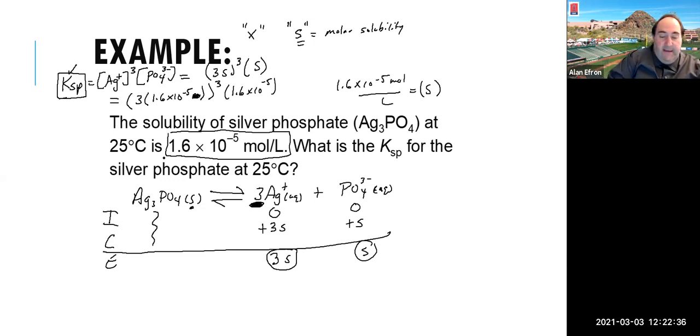And if we do that, that will give us 3 times 1.6 times 10 to the minus 5. And again, we want to make sure that we do cube it. And we're going to times it by 1.6 times 10 to the minus 5. And that gives us 1.8 times 10 to the minus 18 as our KSP value. Question on that step there, or that process?